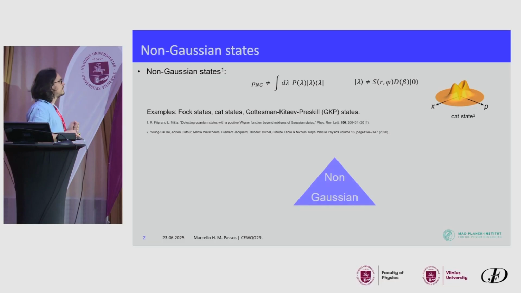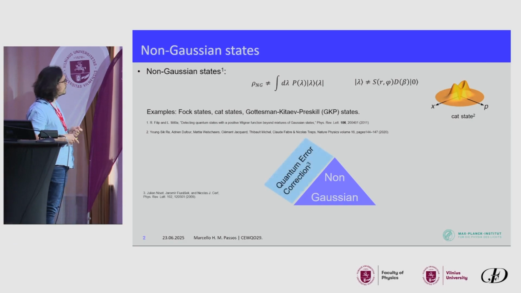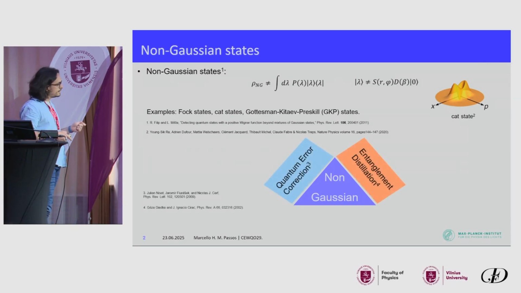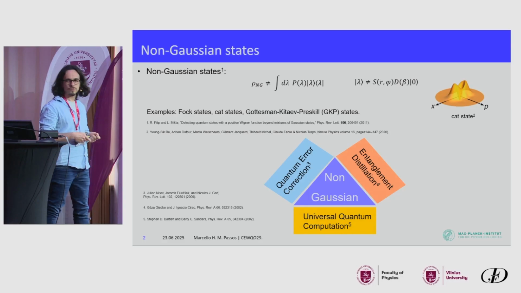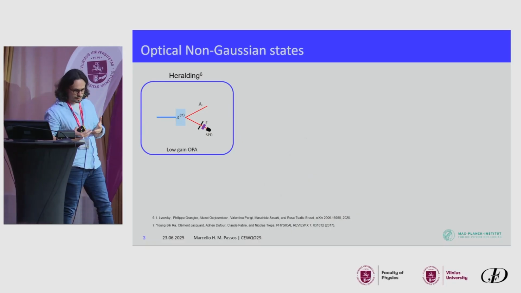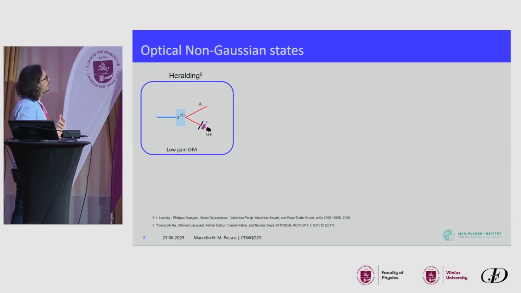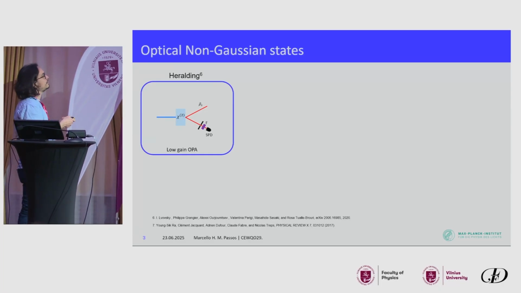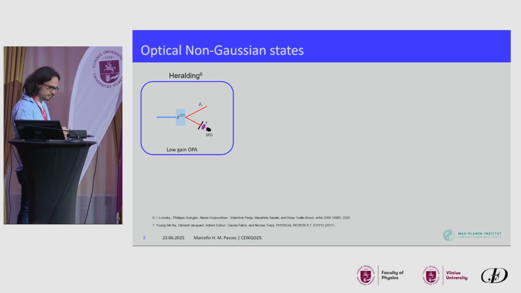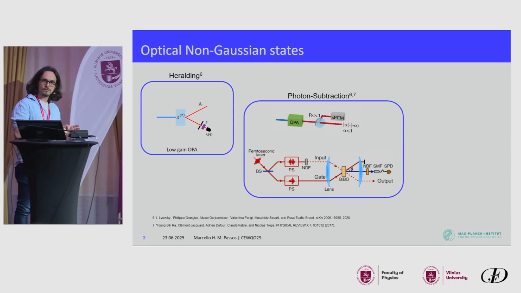Why non-Gaussianity? Non-Gaussianity is an important resource in quantum information processing, for instance in quantum error correction, entanglement distillation, and universal quantum computation. It's well known how to generate optical non-Gaussian states. Here, for instance, we have one example where you have a low gain OPA generating spontaneous parametric down conversion, and you herald on one photon of the pair, and then you generate a single photon, which is a non-Gaussian state. Otherwise, you can also generate it by photon subtraction from a squeezed vacuum state.